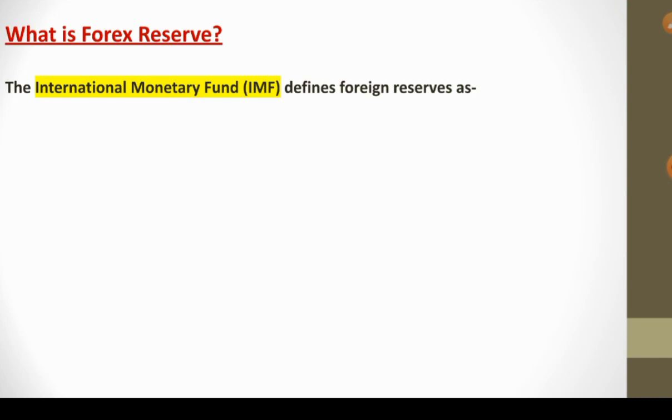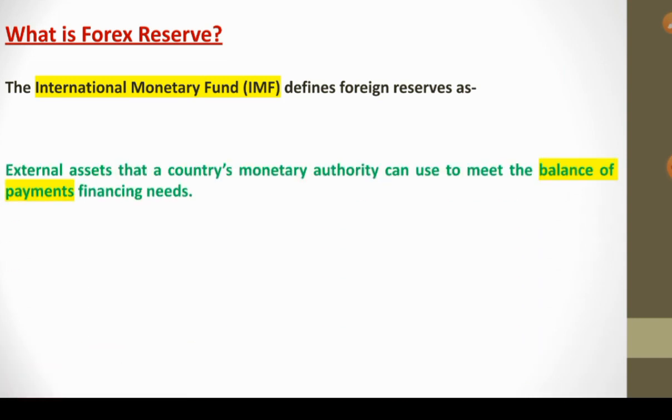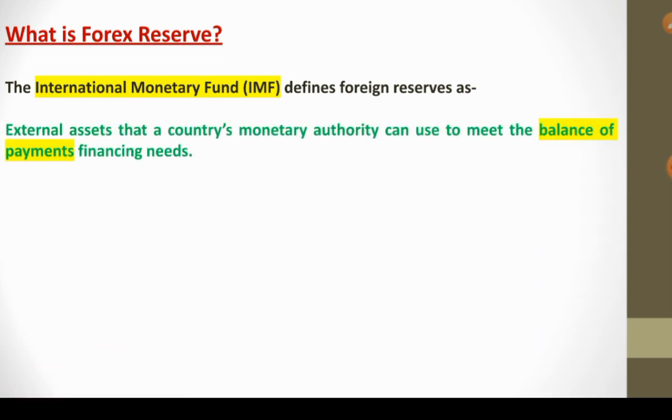I have brought the standard definition from the IMF. It is just the external asset which a country reserves for balance of payment financing needs. Now, what is balance of payment? I will take you back to 1991, when the Prime Minister was PV Narasimha Rao and the Finance Minister was Dr. Manmohan Singh. At that time, India got an external shock due to the Gulf War and several Cold War crises as well. We were left with only $15 billion, which was not enough even for a month.